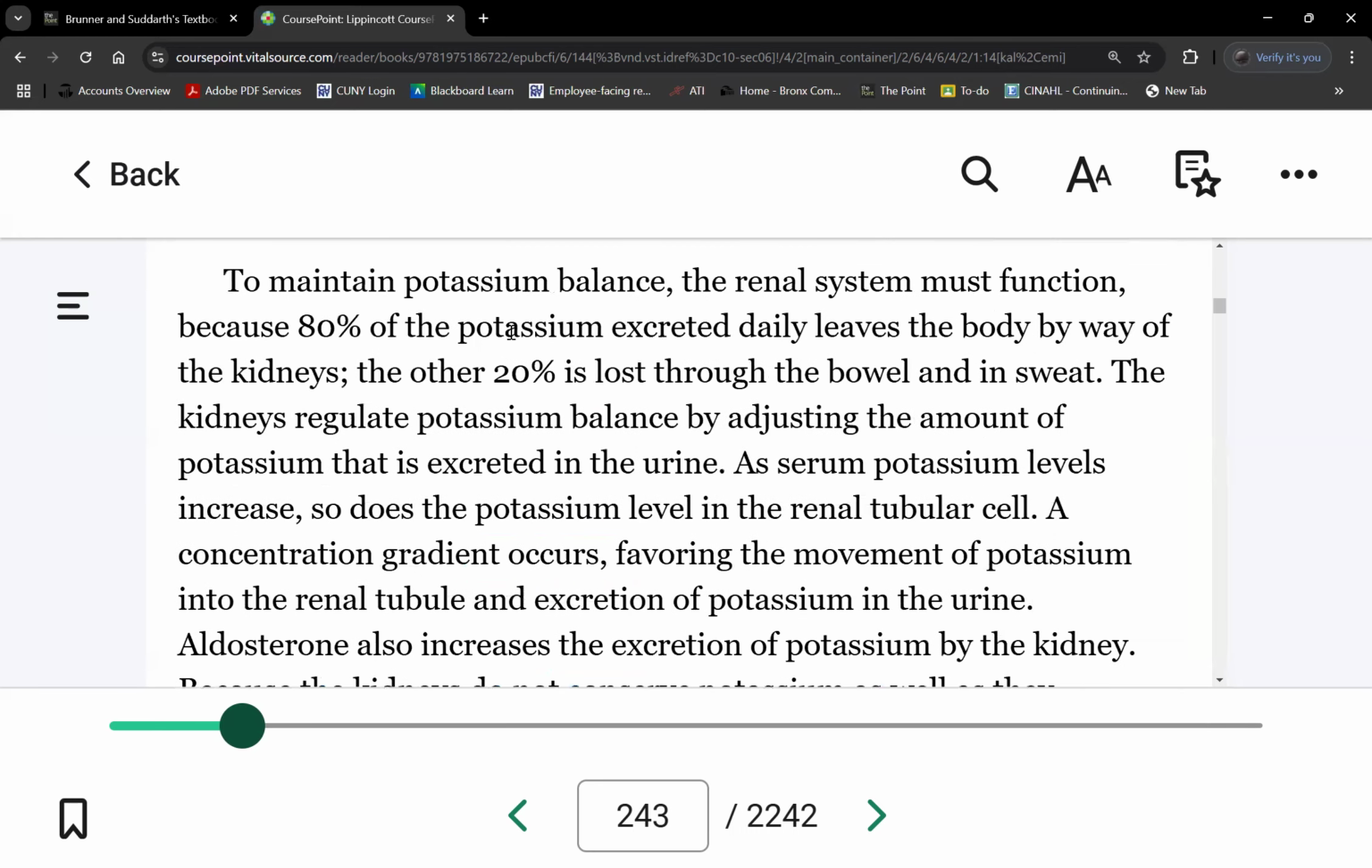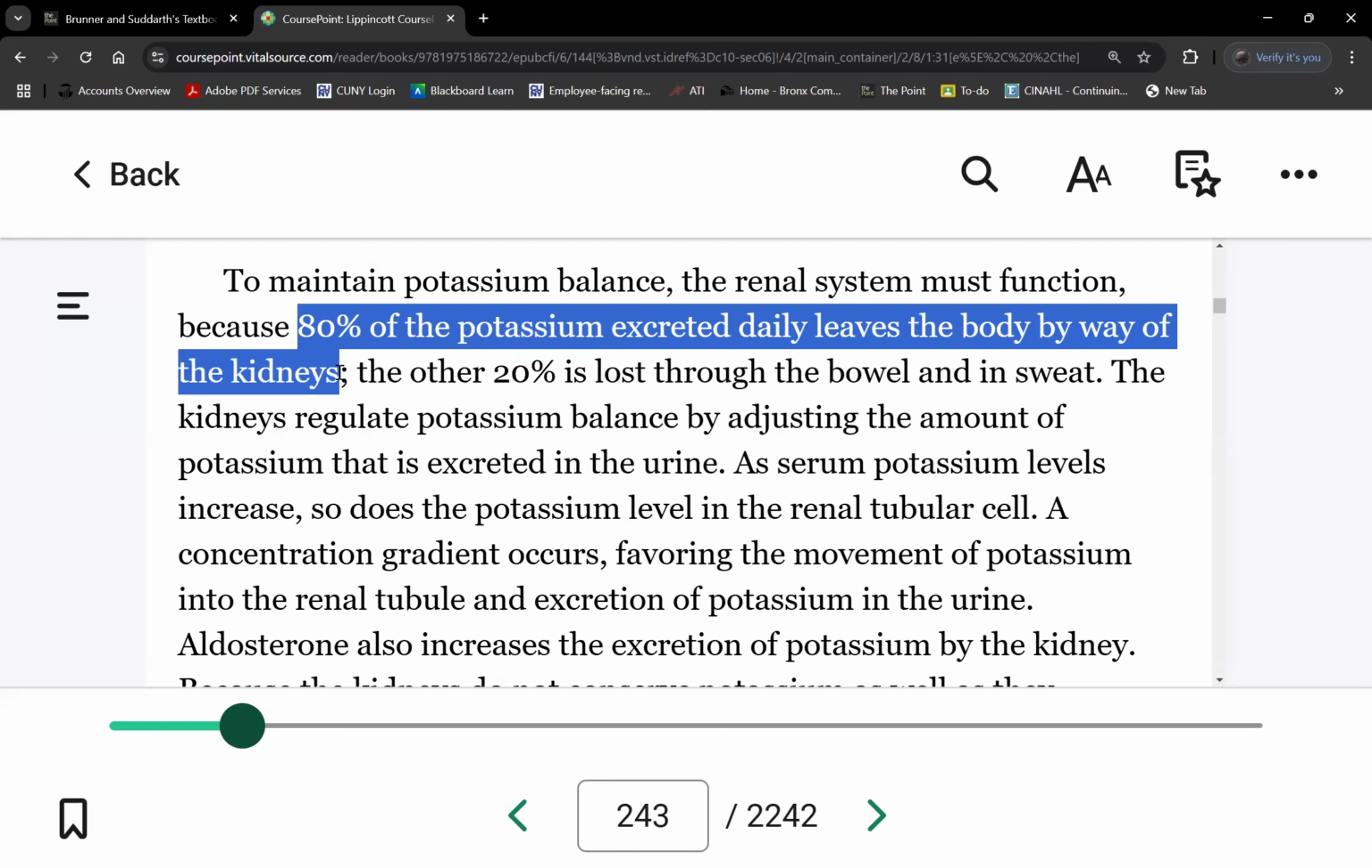Oh, here's the fact, by the way, why we check kidney function. This is the rationale. You guys never, you just took my word for it. Or the textbook, although the textbook did say it: renal function must be checked. Here's the rationale: 80% of our body's potassium leaves the body through the kidneys. That's why it's important to check kidney function, because without kidneys, potassium can't leave the body.